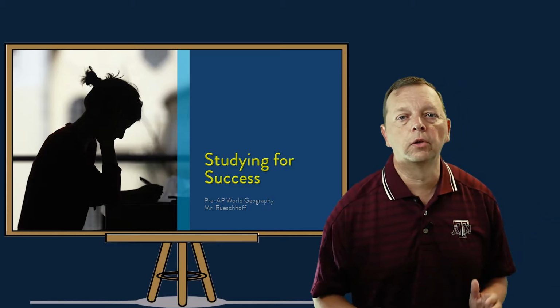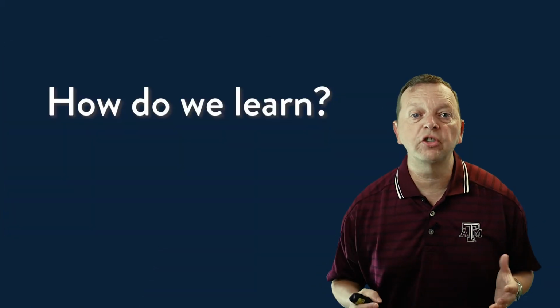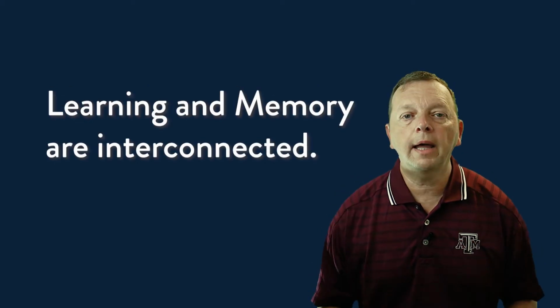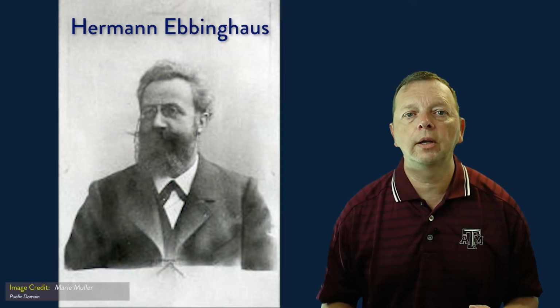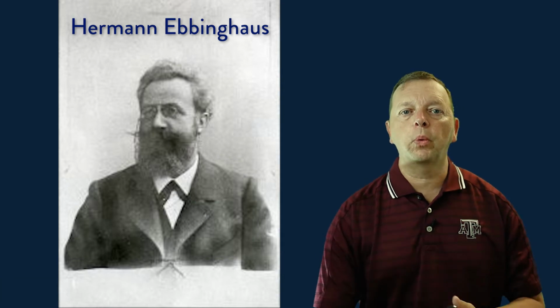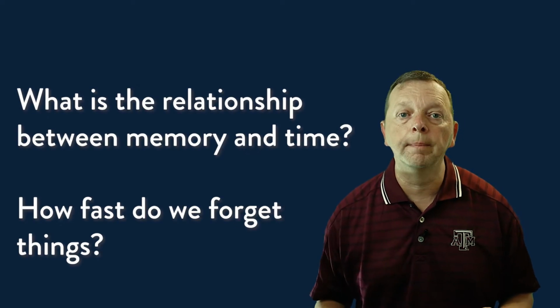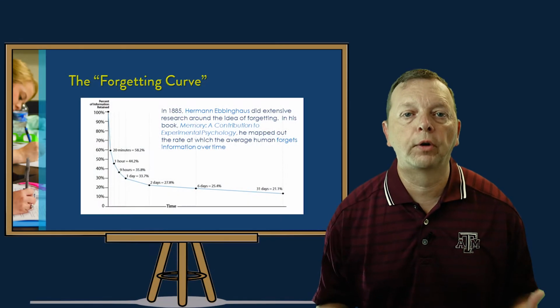Now, the first thing we need to look at is how do we actually learn? And learning obviously has a lot to do with memory. A guy that did a lot of research on memory back in the 1800s was Hermann Ebbinghaus. Ebbinghaus was trying to determine the relationship between memory and time. Essentially, he was trying to determine how fast you forget things over time. And what he found was what he called the forgetting curve.